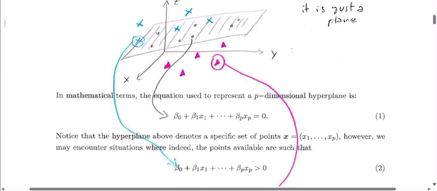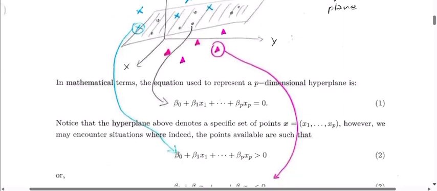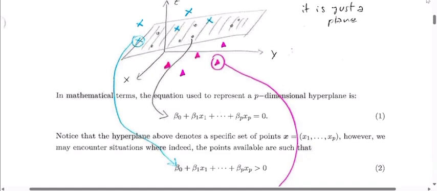But the main thing is, can we have a mathematical way to figure this out, where we need to identify the hyperplane that will separate the data, the observations. So in mathematical terms, we're going to write an equation that will represent the p-dimensional hyperplane. Do you remember what we did before? This looks like the systematic part of a model. That's a linear combination. So we're going to say that equals 0.